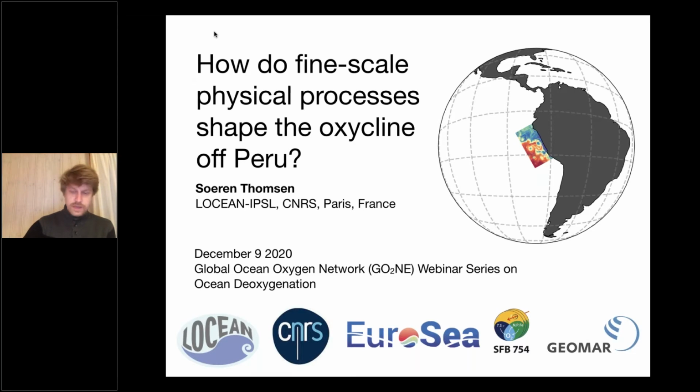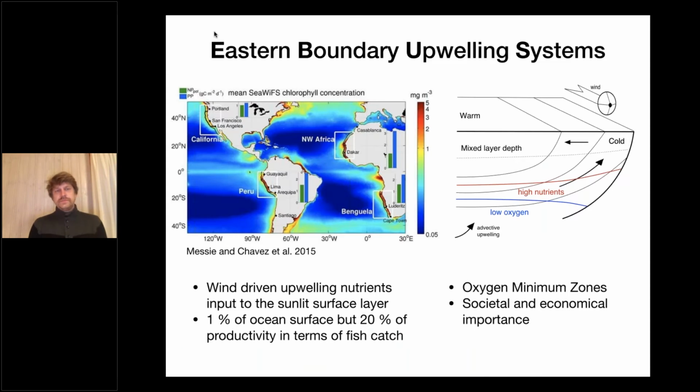So let's start. Eastern boundary upwelling systems are these regions of the eastern part of the oceans which are forced by longshore winds, which then drive the water offshore, and then this water is replaced by cold and nutrient-rich water from below. This water is also typically very low in oxygen, and although these regions just account for 1% of the ocean surface, 20% of the fish is actually caught there. And this is why they are so important for society, for the people living around these coasts.